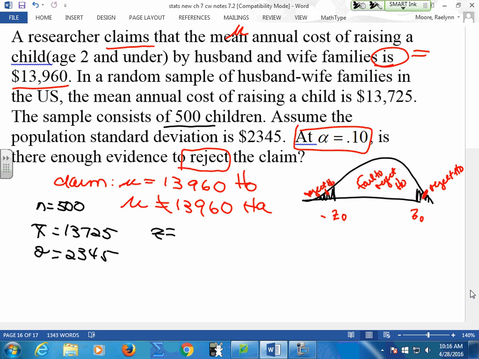Let's find our Z cutoffs first. So I'm looking at 0.10. I have a two-tail test. How am I going to find the Z-score for this? Divide it by 2. Very good. I'm going to do inverse norm, 0.10 divided by 2, which is going to give me this guy right here, which is fun. So what do you get for your cutoff?